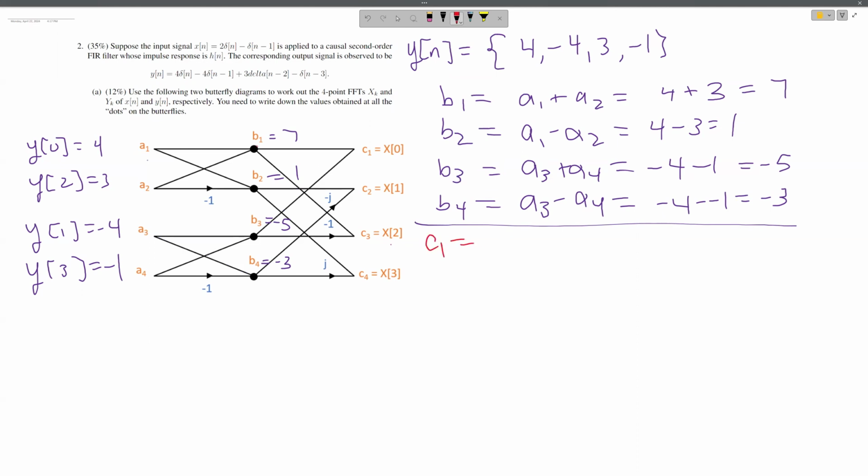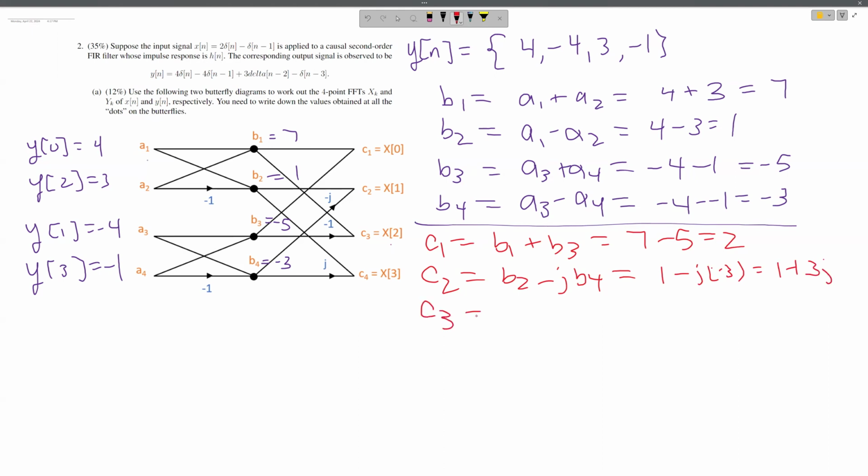C1 gets its contributions from B1 and the diagonal term from B3, so B1 plus B3 equals 7 minus 5 equals 2. C2 gets its contributions from B2 minus J times B4. That's 1 minus J times -3, which equals 1 plus 3J.